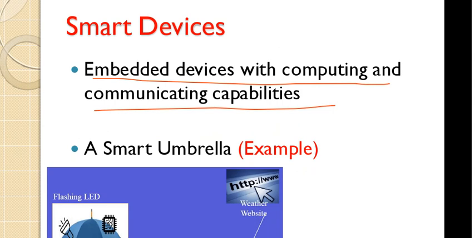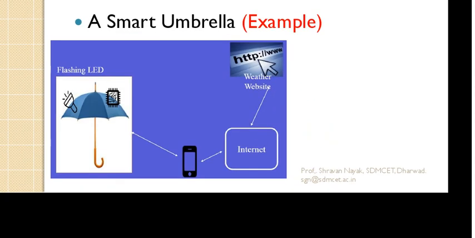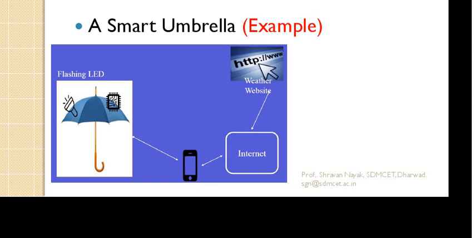Now if you look at smart devices, again, embedded devices with computing and communicating capabilities, this example I think I have already given you in the first class itself. A smart umbrella is an example. By looking at this diagram, you should be able to grasp the concepts of IoT at a fundamental level. What exactly does a smart umbrella mean? You can look at the diagram here.